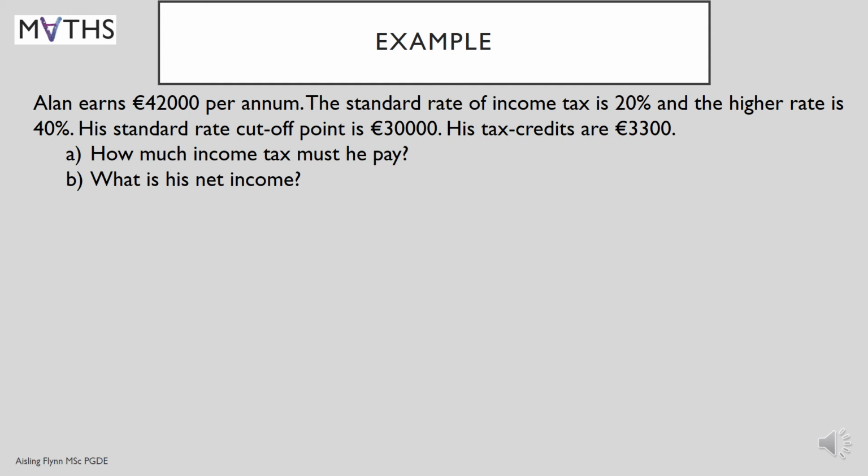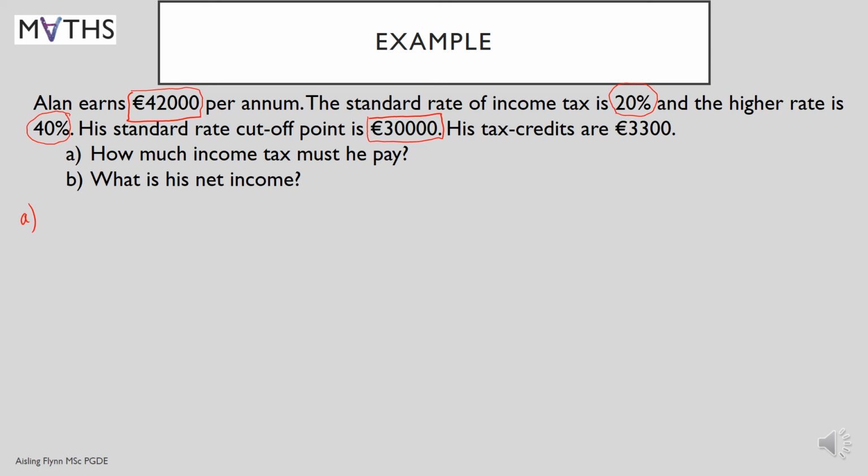Okay, so let's figure out the tax first, part A. Alright, so let's consider his income, €42,000. Okay, and his standard rate cut-off point is €30,000. So Alan earns 30,000 euros and then some more. Okay, so he does pay standard rate on the first 30,000 euros, but he also must pay some higher rate for what is above 30,000 euros.